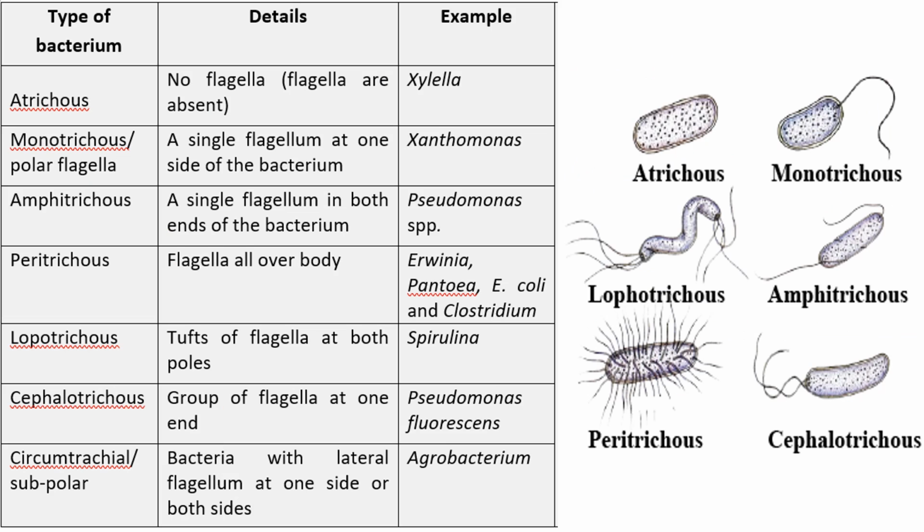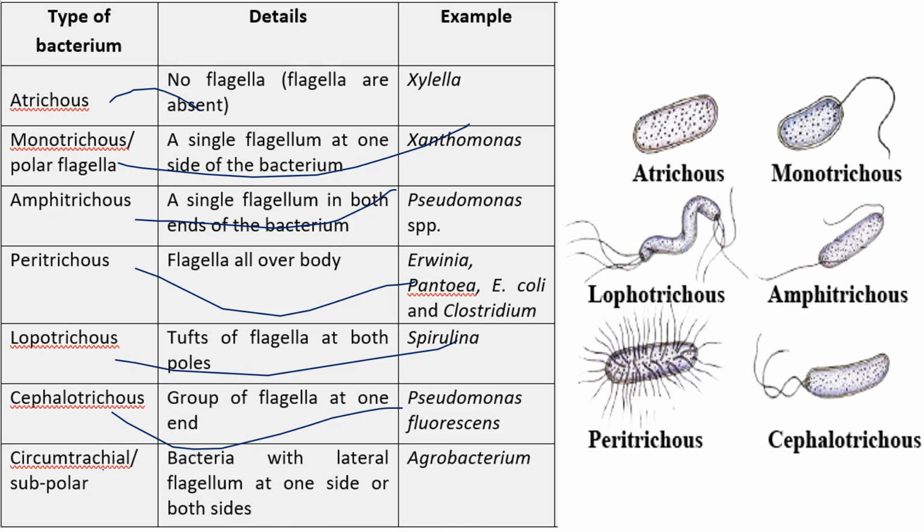This is about bacterial flagellation: Atrichous, no flagella, Xylella; Monotrichous, Xanthomonas; Amphitrichous, Pseudomonas; Peritrichous, Erwinia, Pantoea, Escherichia coli, Clostridium; Lophotrichous, Spirillum; Cephalotrichous, Pseudomonas fluorescens; Circumtrichous, Agrobacterium tumefaciens. These are the representation photos.